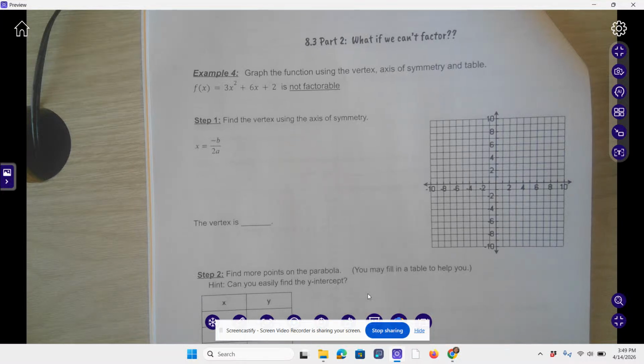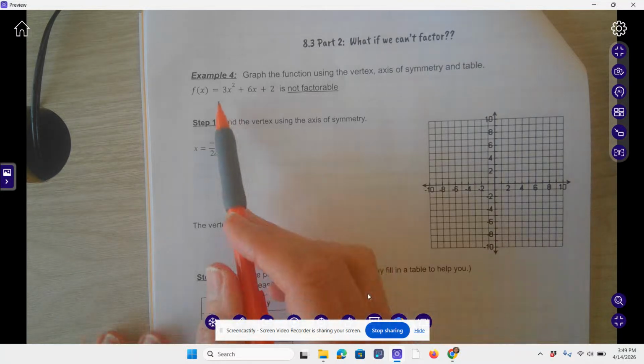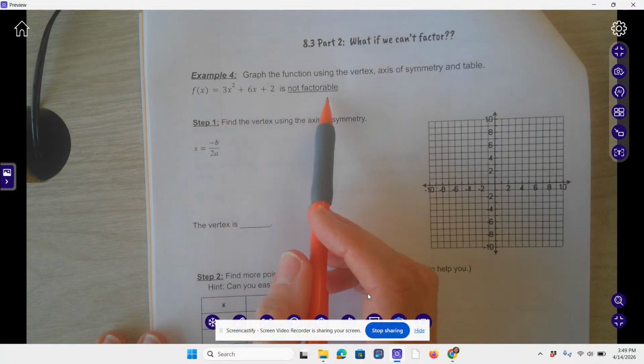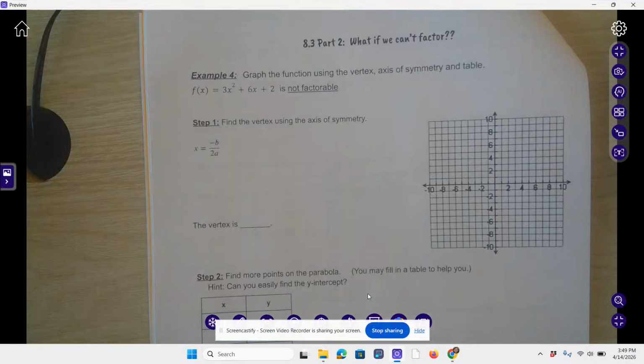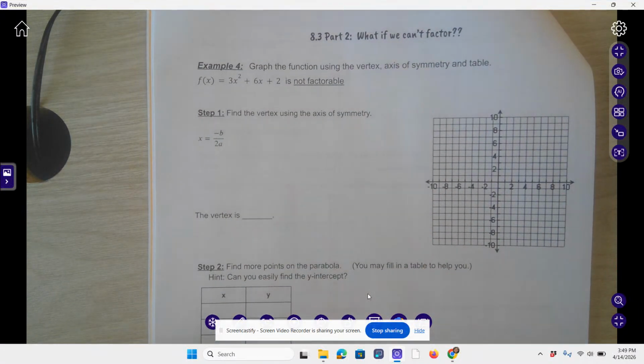This is for part 2, when we have a quadratic equation. Remember, that's an equation with an x squared, but it is not factorable. But we still need to graph it and get some good points.